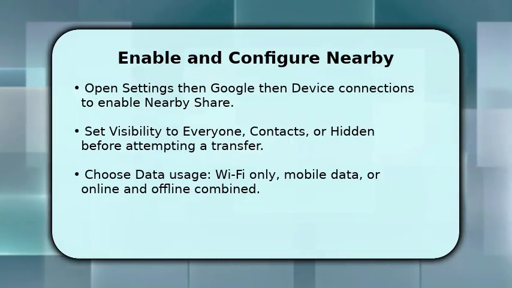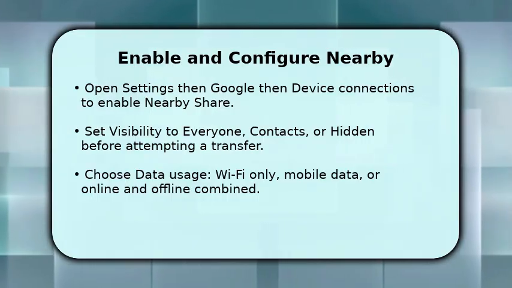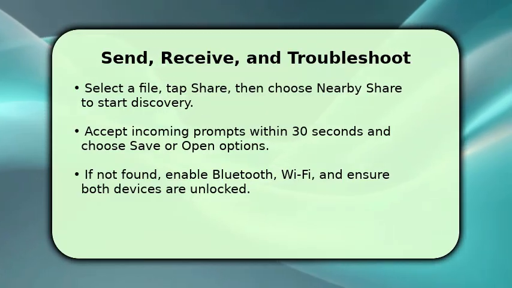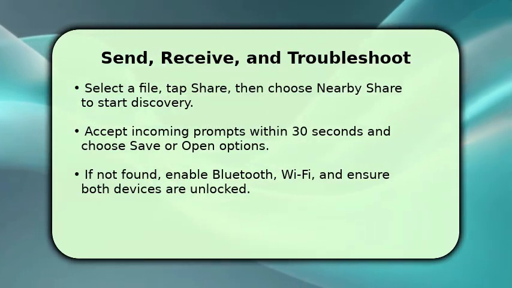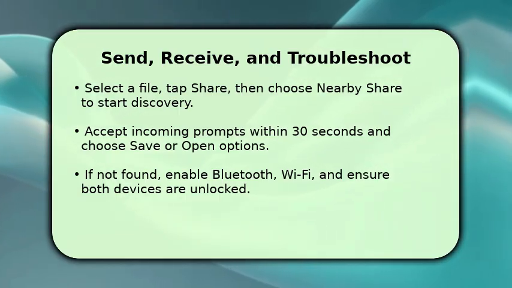To send a file, select it in Files, Gallery, or another app and tap Share. Choose Nearby Share and wait while the phone scans for nearby devices and shows available recipients. On the receiving phone, accept the prompt within 30 seconds to start the transfer and pick Save when asked.